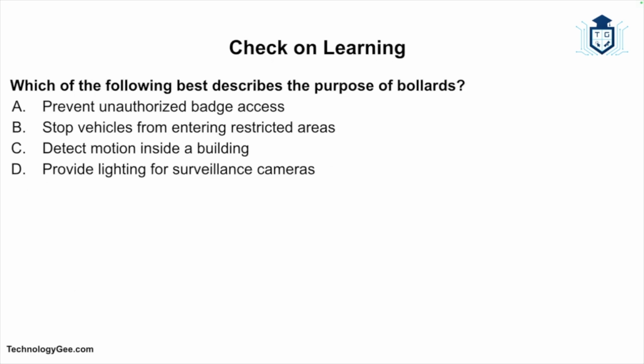All right, so with all of that being said, let's do some check on learning. So our first question is, which of the following best describes the purpose of bollards? Is it to prevent unauthorized badge access? Is it to stop vehicles from entering restricted areas? Is it to detect motion inside of a building? Or is it to provide lighting for surveillance cameras?